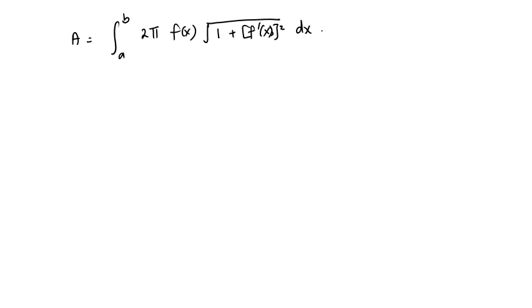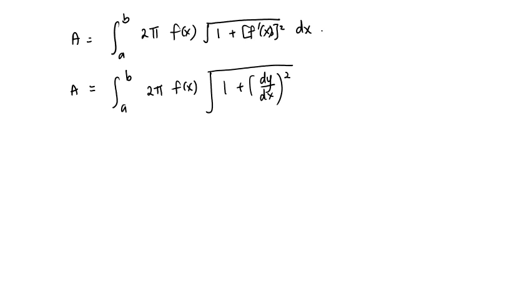So you have area equals the integral from a to b of 2 pi f of x times the square root of 1 plus f prime of x squared dx. Also, this can be written in Leibniz notation, where you put f of x, and inside you put it in terms of dy dx. Sometimes it's more helpful that way to help you familiarize, but it's actually the same.